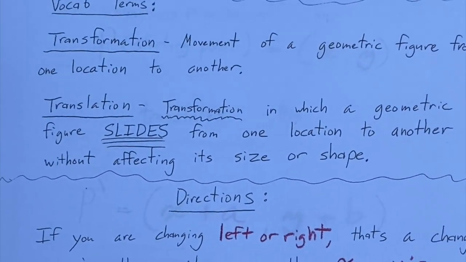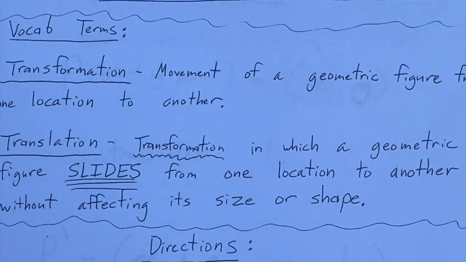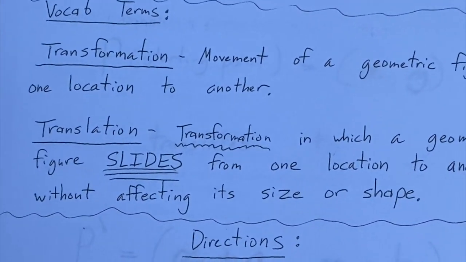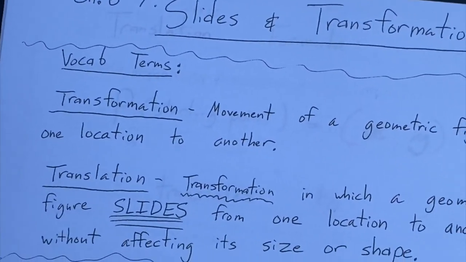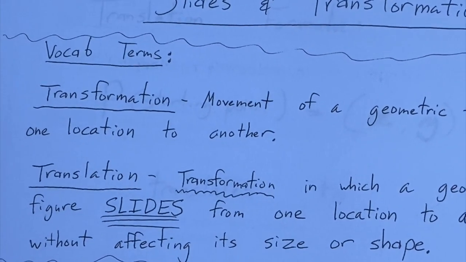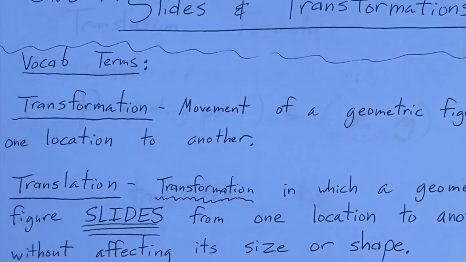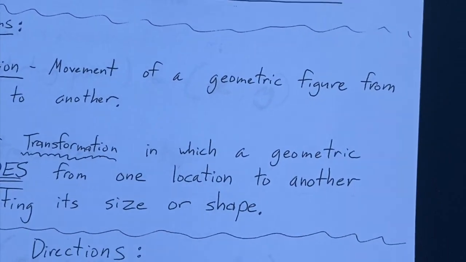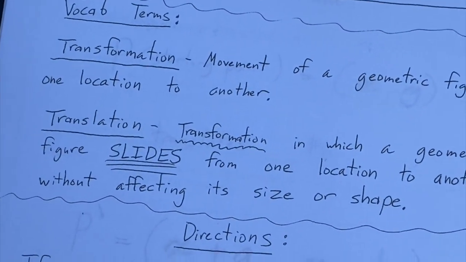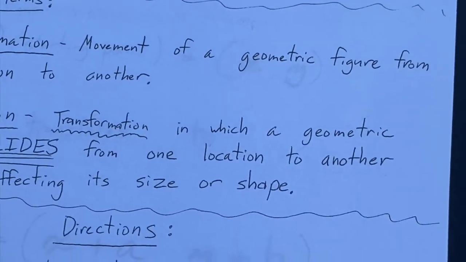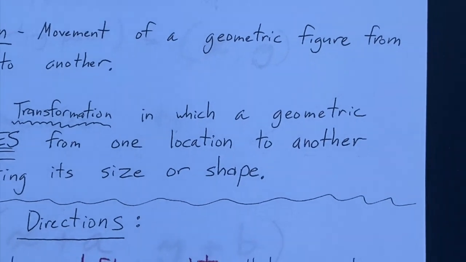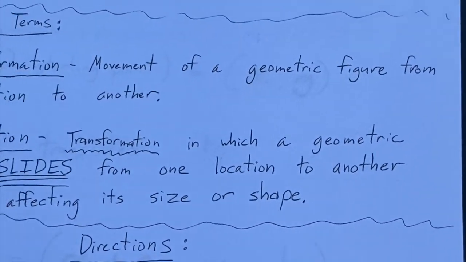So, slides and transformations. We have a couple vocab terms. Transformation is not like Transformers, robots in disguise. Nope, not quite that. But it is the movement of a geometric figure from one location to another. So that could be any of the following: reflection, translation, rotation.